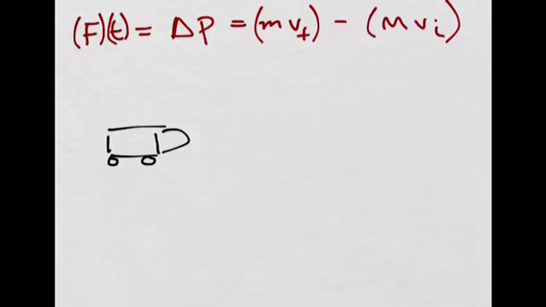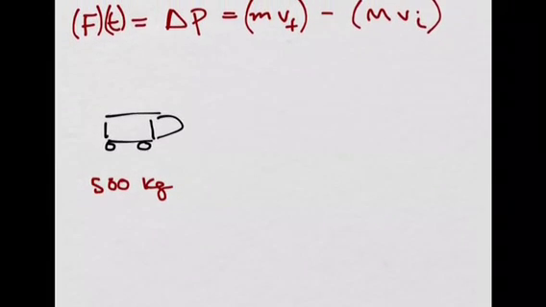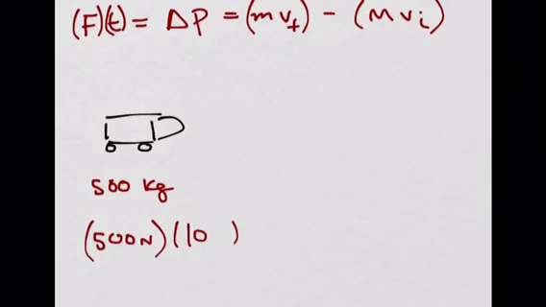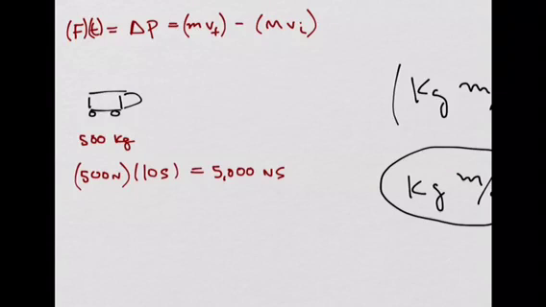Okay, so let's go back to our 500 kilogram truck here, and let's ask the question, okay, if we apply a force to this truck, let's say it's 500 newtons, a 500 newton force for 10 seconds, not 10t, 10s. What is the change in momentum? Well, our impulse formula tells us that the change in momentum will be 5,000 Newton seconds. So this will be equal to change in P, change in momentum.